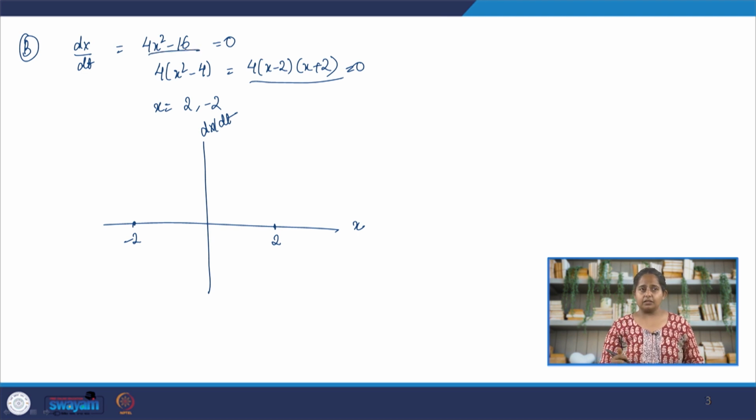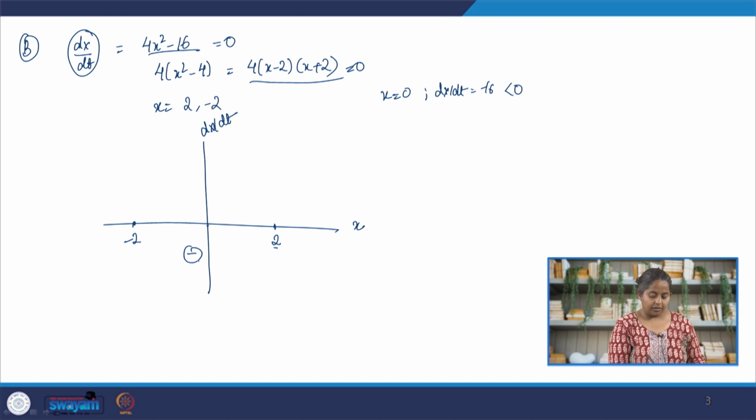And I remember in lecture number 3, I told you that one way to plot this is to look at the sign between and around the fixed point, the sign of dx by dt. So let's look at what happens when x is between these two fixed points. What is the sign of dx by dt? It's very convenient to take x equal to 0. When x is equal to 0, which is between minus 2 and 2, dx by dt is equal to minus 16, which is less than 0. So we know that 4x square minus 16 is going to be negative between these two fixed points.